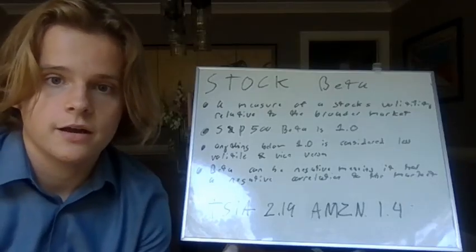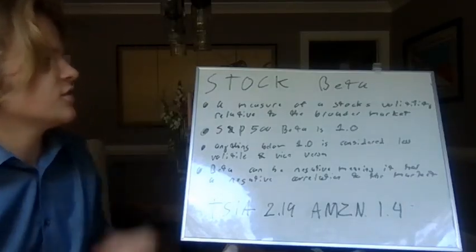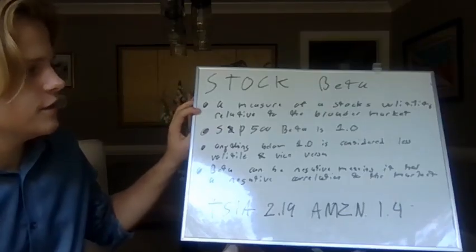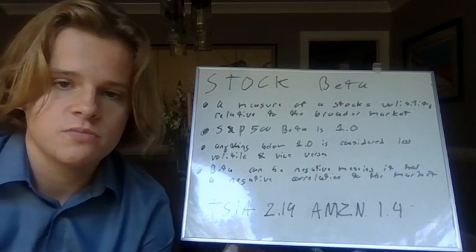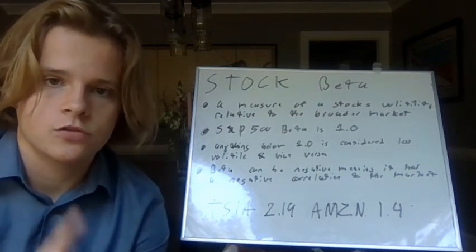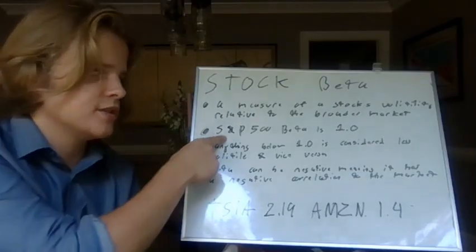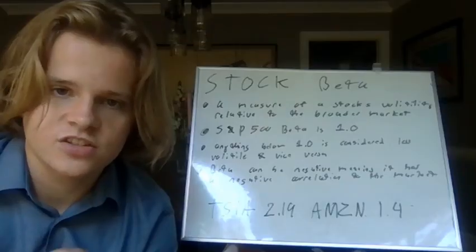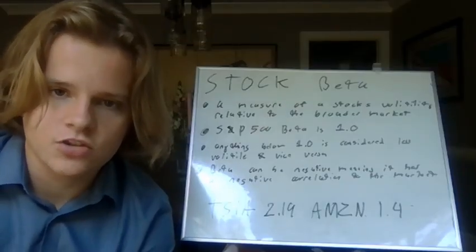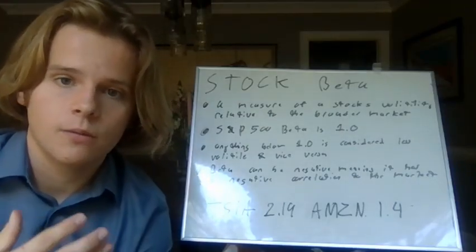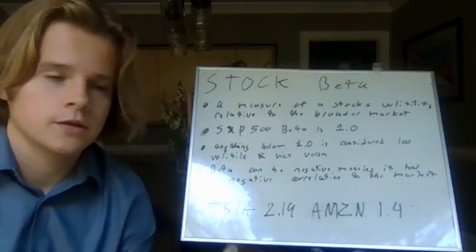Now let's look at a stock's beta. Beta is essentially a measurement of a stock's volatility relative to the broader market. The base beta score, which represents the overall market, is 1, and that's the score attributed to the S&P 500. Any score below 1 is considered less volatile or less risky than the overall market. Any score above is vice versa, more volatile, more risky.